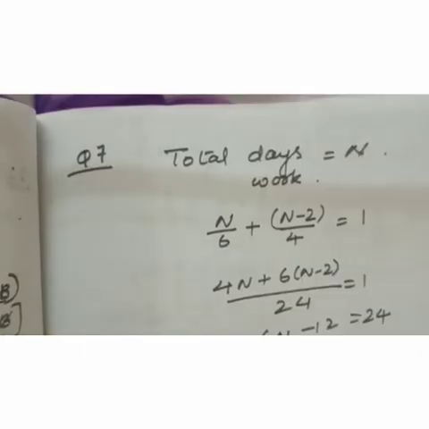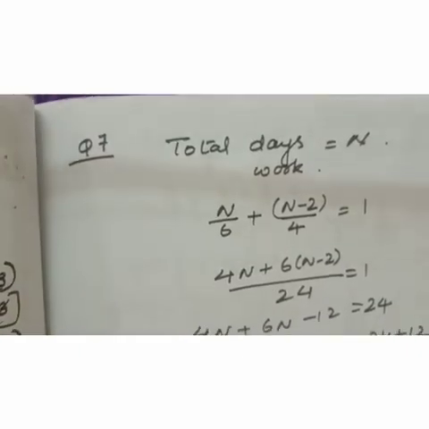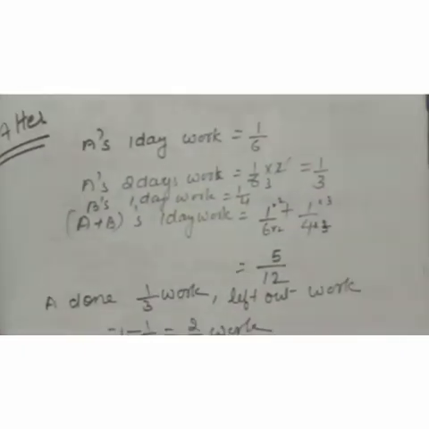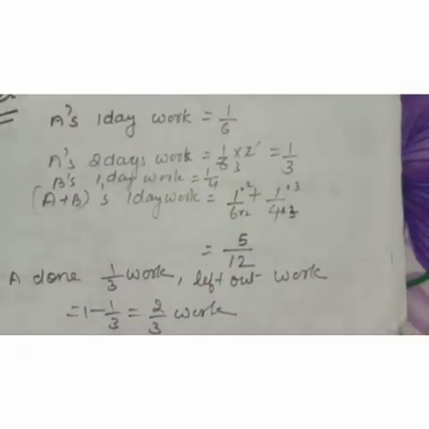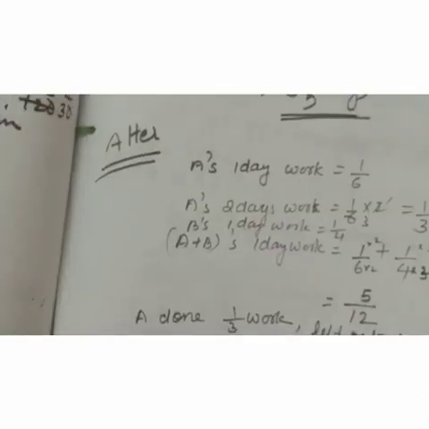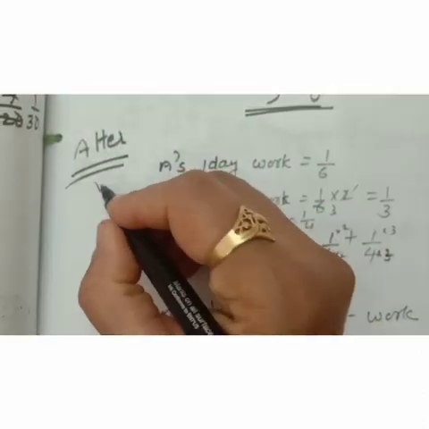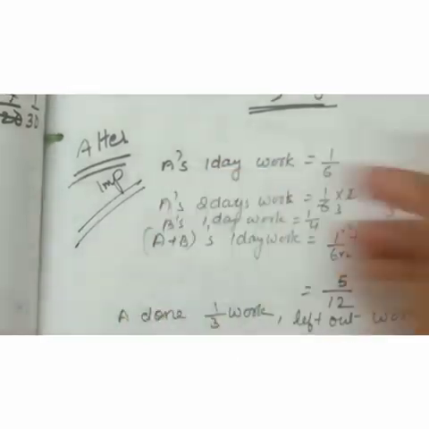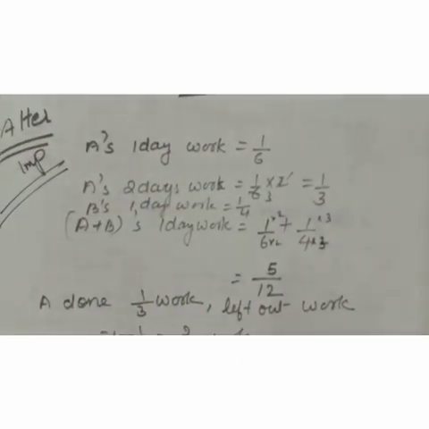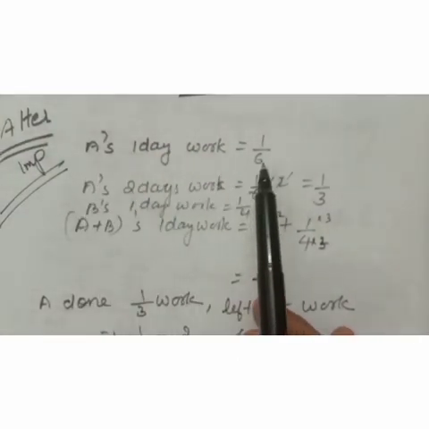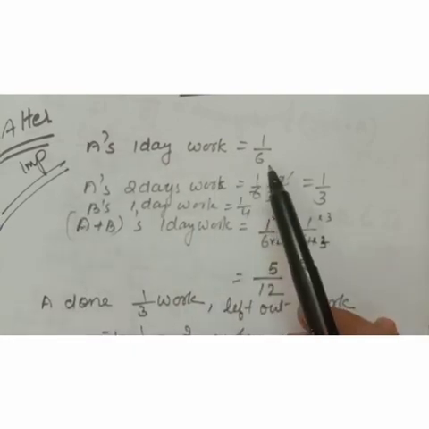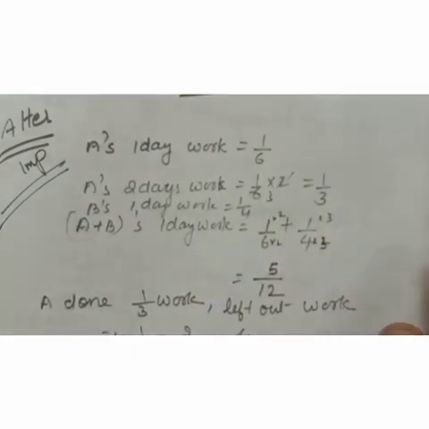See question number 7. 2 methods you can use. Here I will do the first method. That is this one. Already you are familiar with this method. It is a little bit confusing problem but important. You have to practice. A can do a piece of work in 6 days. So A's 1 day work is 1 by 6.